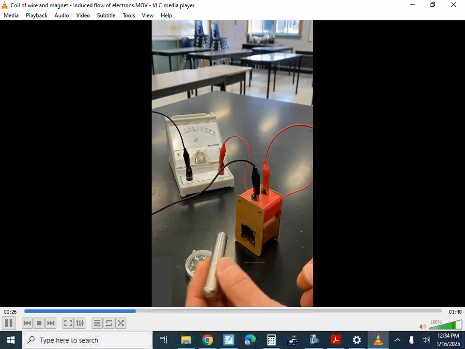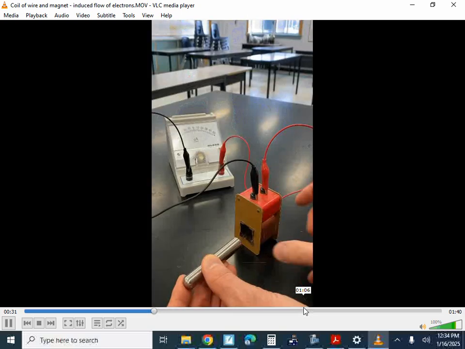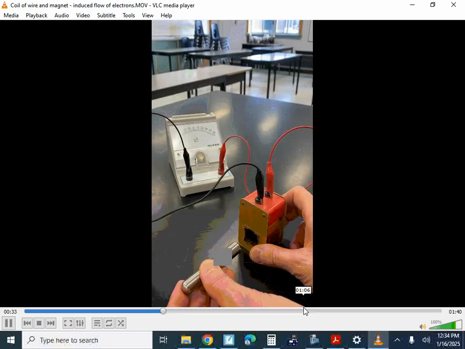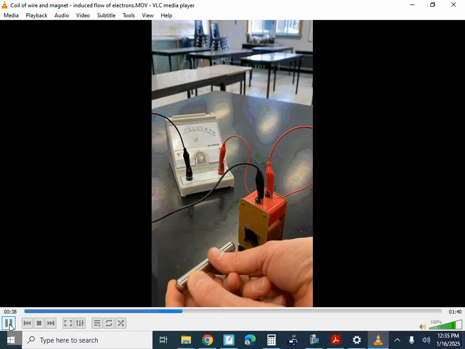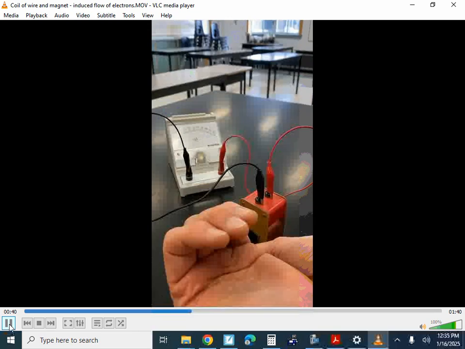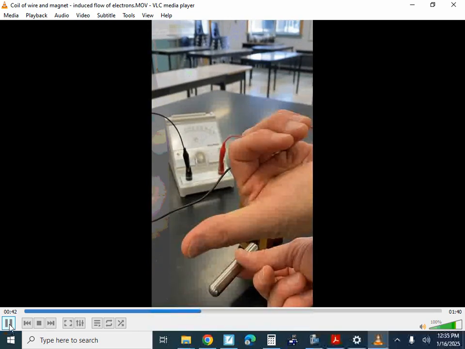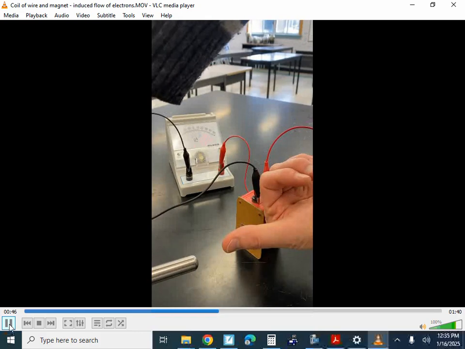So when I bring the north in here, that's going to make the coil of wire have electrons flow, and they're going to flow in such a way that they're going to induce a north that's going to oppose that north by Lenz's law, right? It's coming in, so electrons are going to have to flow this way in order to make a north like that. Just to show you here, north is going to oppose that north. That's Lenz's law.